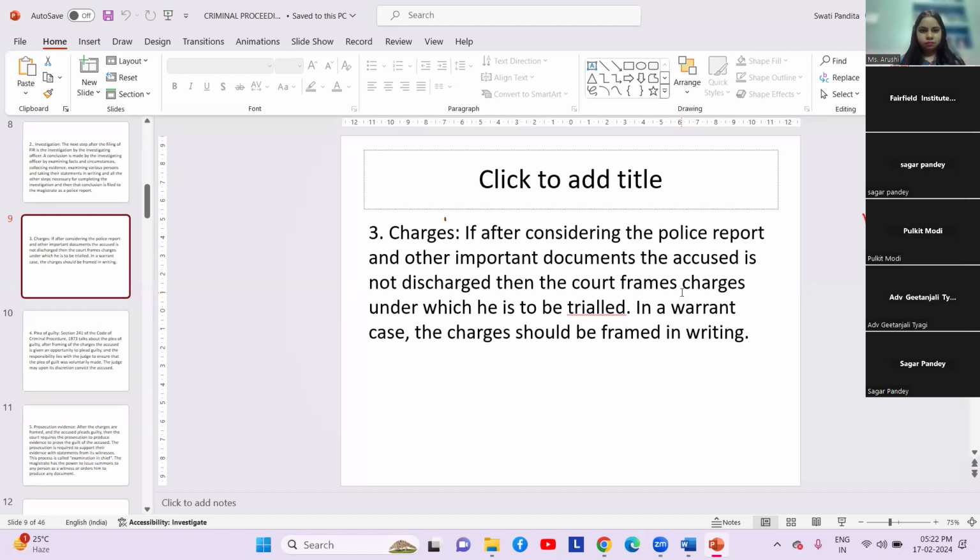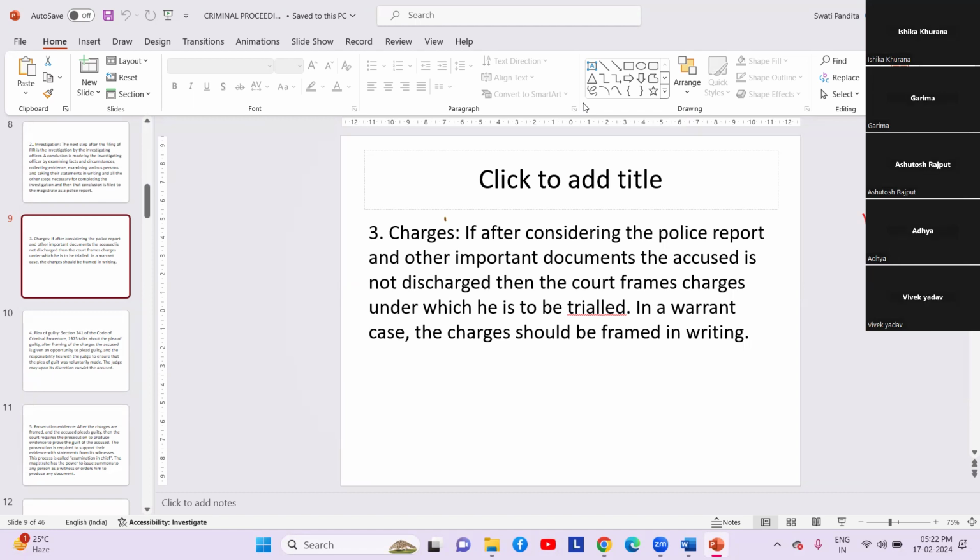Plea of guilty. Many times after the charge sheet is filed and the investigating officer claims that this offense has been committed and that this person should be treated as a guilty person, that person can file a plea of guilty, an opportunity to plead guilty, because the magistrate asks after the charges are framed or while framing the charges, do you plead guilty or not? This is very important. Do you plead guilty or not?